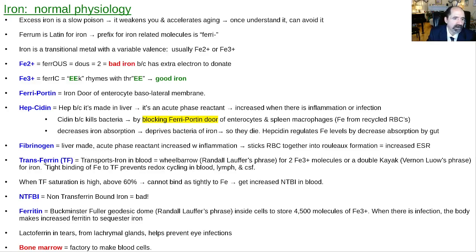Okay, transferrin, we talked about that, TF. That's what transports iron in the blood. And like I said, Randall Lofer wrote a great book. Here's his book, Iron and Your Heart. And the main focus of that book was the relationship between iron and vascular disease.